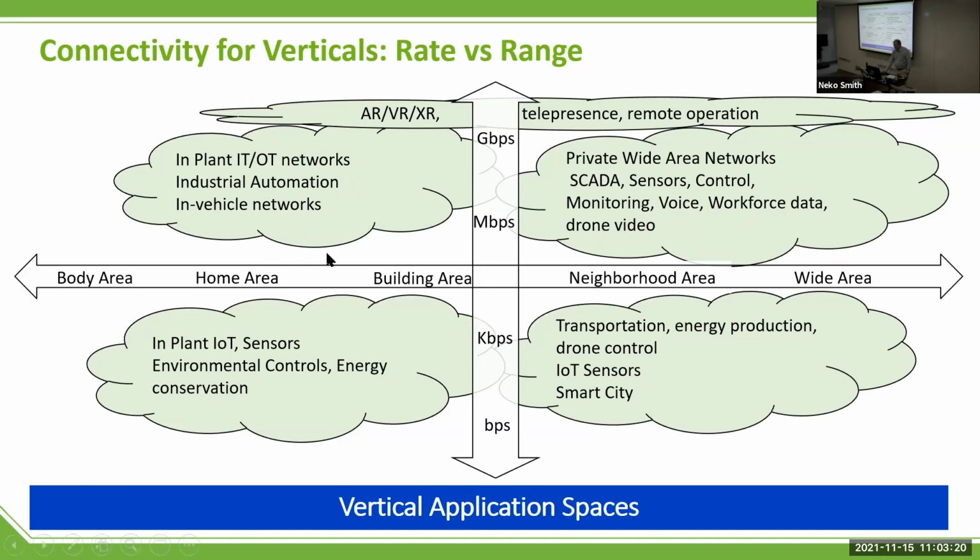For the smaller reach type applications, we've got manufacturing, industrial automation and vehicle networks. And then for the lower data rates, we've got, once again, manufacturing sensors, environmental control. You don't need a lot of data rate, but you need a lot of connectivity. And then here, once again, where you need more reach, there's energy production, drone control, smart city type applications. So these are the verticals, broadly speaking. And then, of course, it's AR, VR, XR. I didn't even know what XR is.